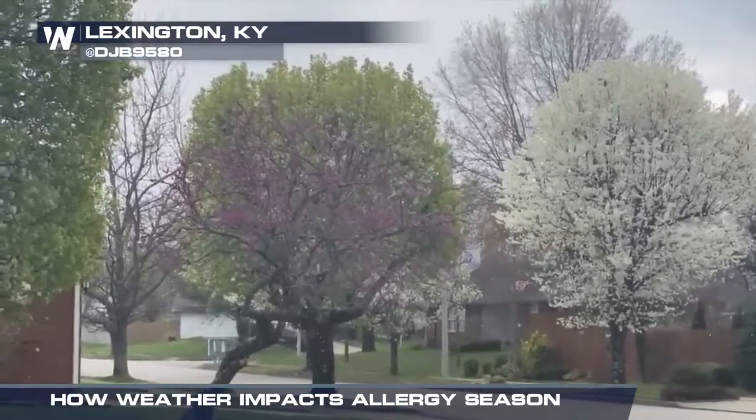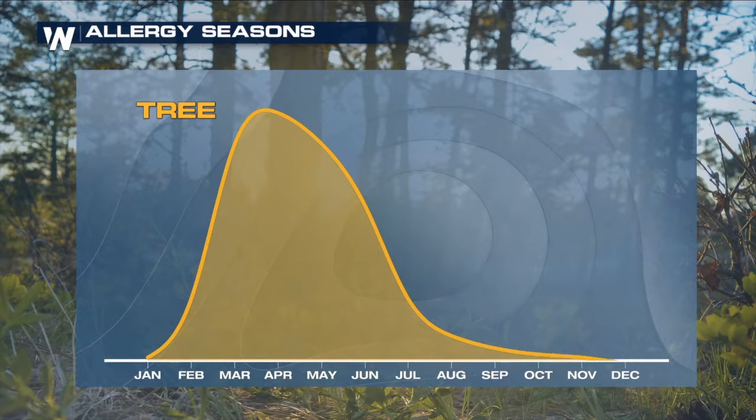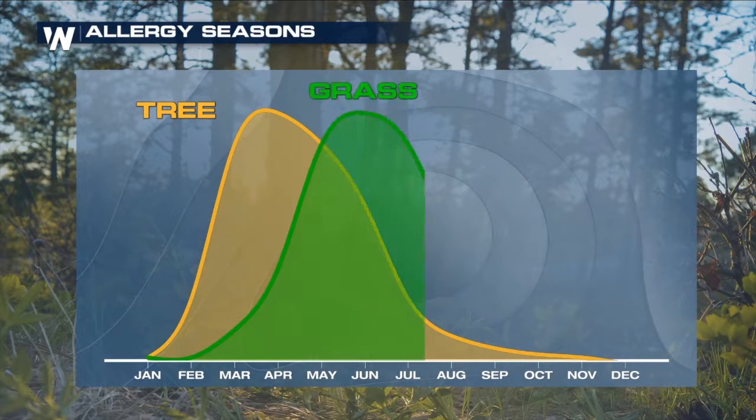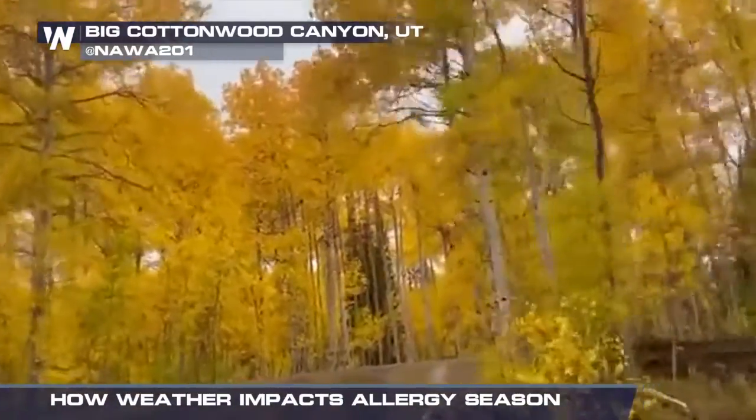Typically, issues with tree pollen begin in the late winter or early spring and last into the early summer. Grass pollen soon follows from early spring all the way into the fall. Weed pollen typically gets worse in the summer and continues until a frost is able to wipe it out.